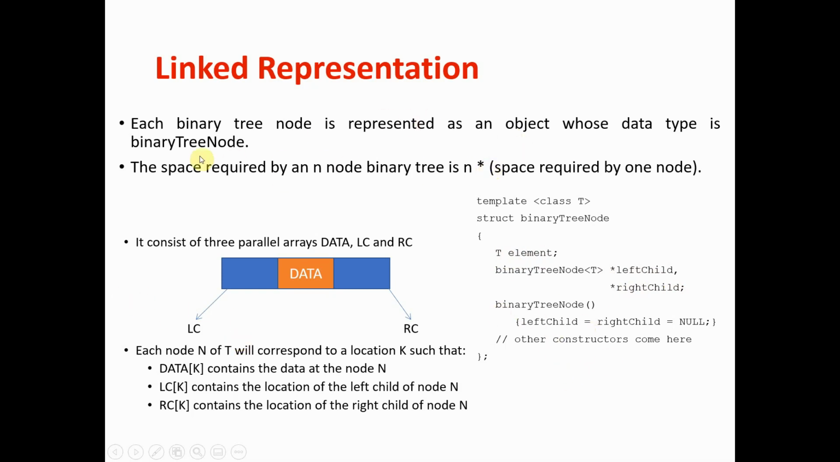So this is the linked representation. Instead of pointers, you can also have references, but the pointer is more common. In this case, the memory space required for a tree with n nodes is going to be n multiplied by the space required by one node. We don't have any empty memory spaces as we did in the array implementation. So this is the linked representation. It's more frequently used and has more advantages compared to the array implementation. The array implementation is also going to be useful in some applications.